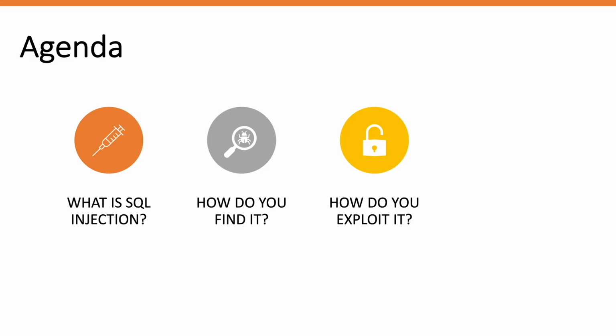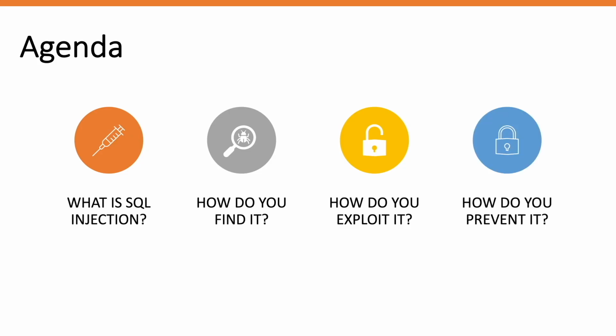So imagine you're testing an application and you discover that one of the input vectors or one of the parameters is potentially vulnerable to SQL injection. In that case, how do you go about exploiting that vulnerability in order to gain access to sensitive information or even potentially gain remote code execution on the server?